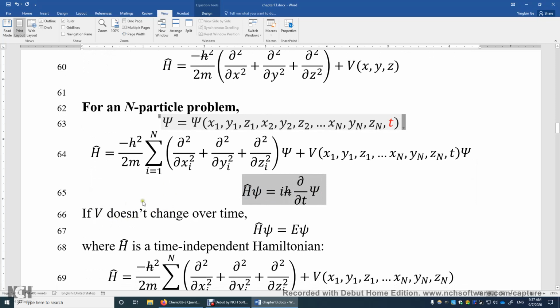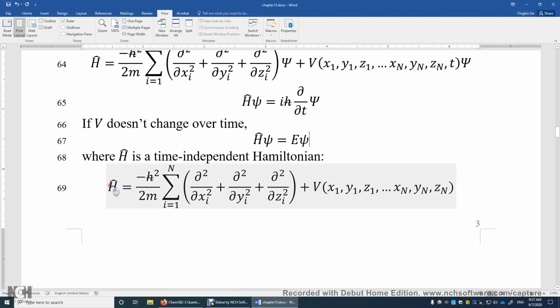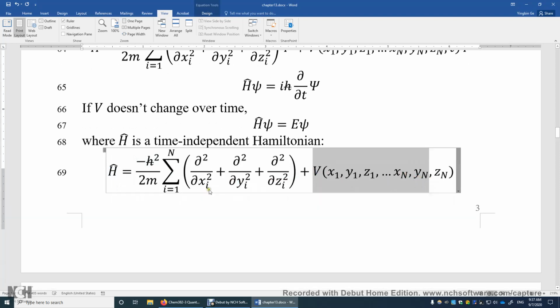Again, if the potential energy does not depend on time, we can simplify the time-dependent Schrodinger equation to the time-independent Schrodinger equation. In this case, H is again the sum of the kinetic energy operator and the potential energy operator.